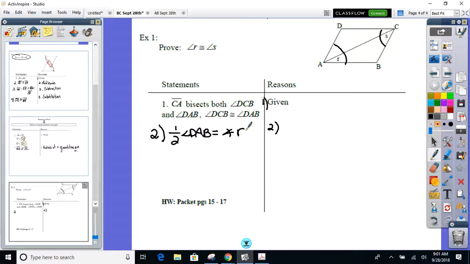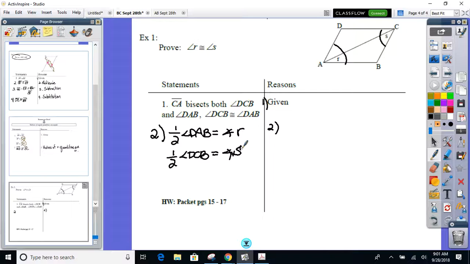All right, let's keep going. Here we go. You took half of DAB. What's the other congruent angle I'm going to take half of? Half of DCB is equal to, look at the diagram. Again, I have two choices. I can go angle DCA or angle S, but which one do I care about? S.